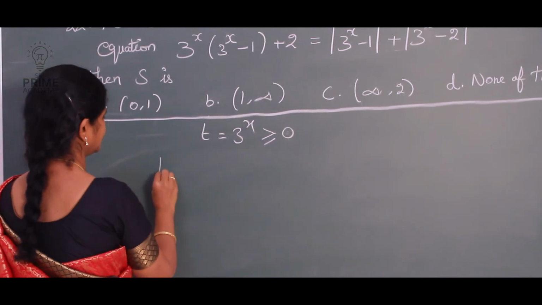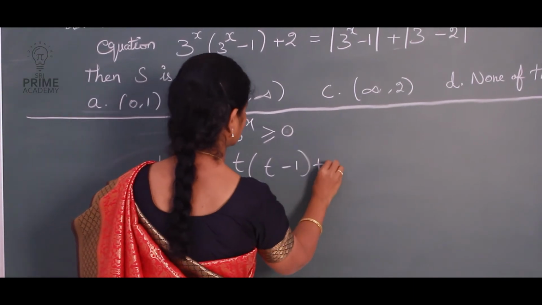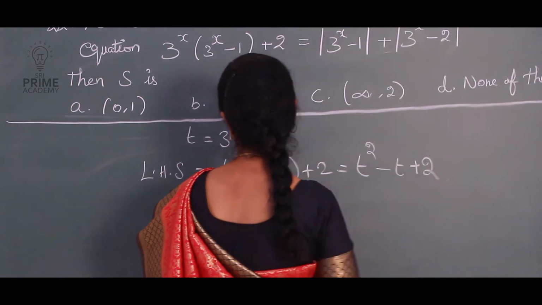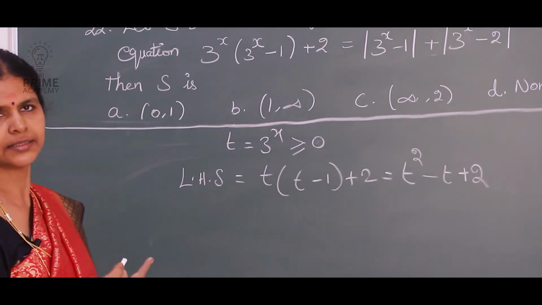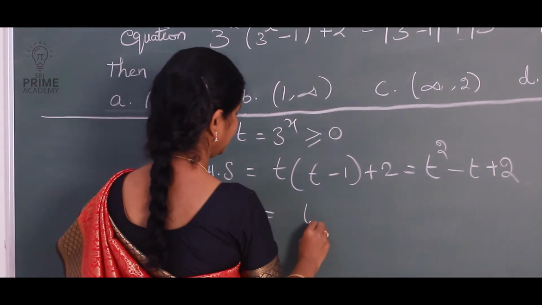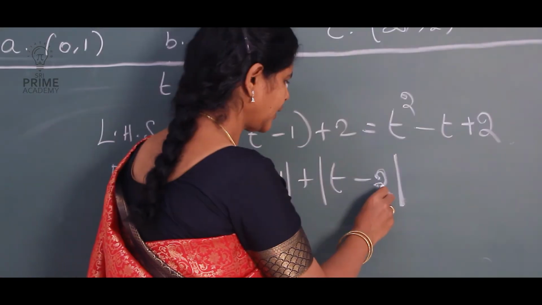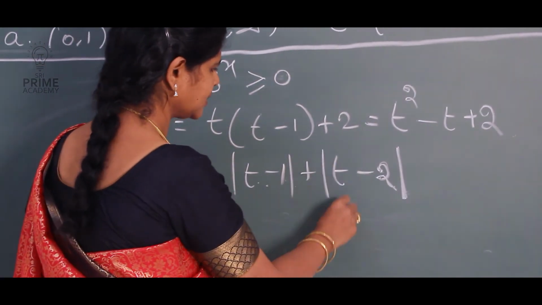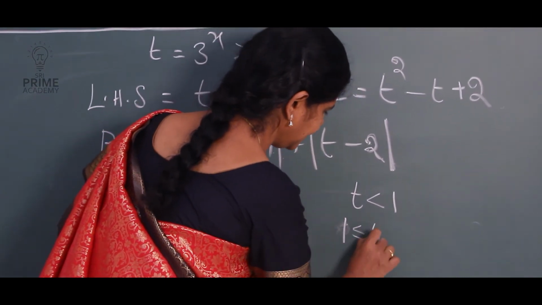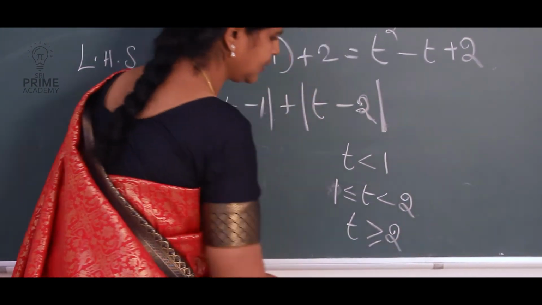What about the left hand side? So left hand side is t into t minus 1 plus 2, so that is t square minus t plus 2. So this is your left hand side. Now what about the right hand side? Since it is a modulus value, the right hand side equals modulus of t minus 1 plus modulus of t minus 2. So next, using the modulus definition, you can split into intervals: t less than 1, 1 less than or equal to t less than 2, and t greater than or equal to 2. So these are the three intervals.